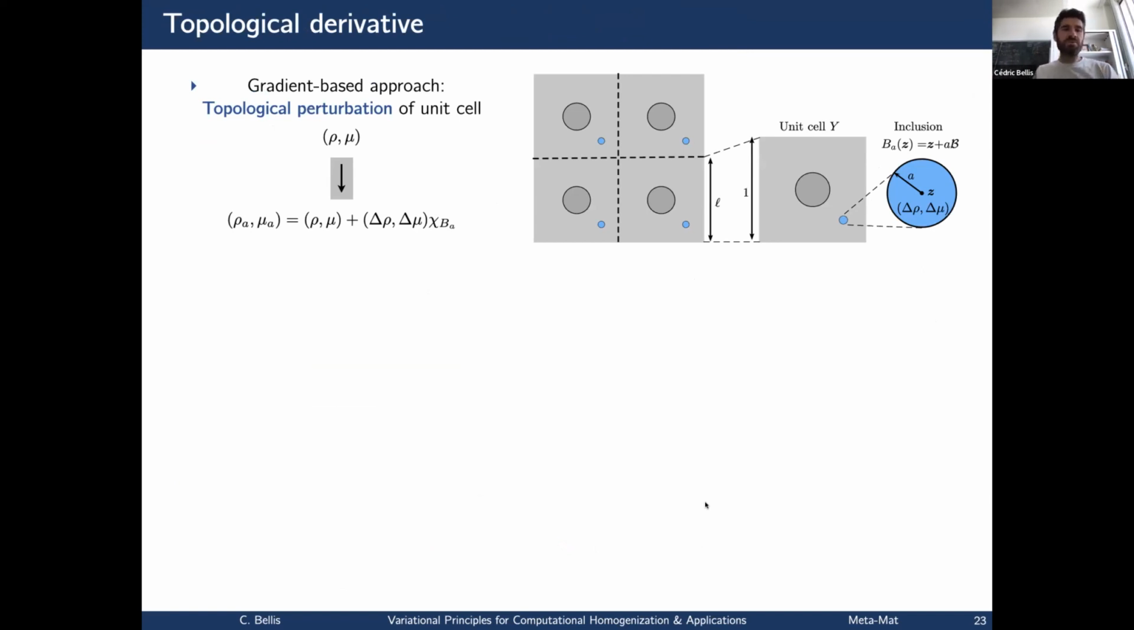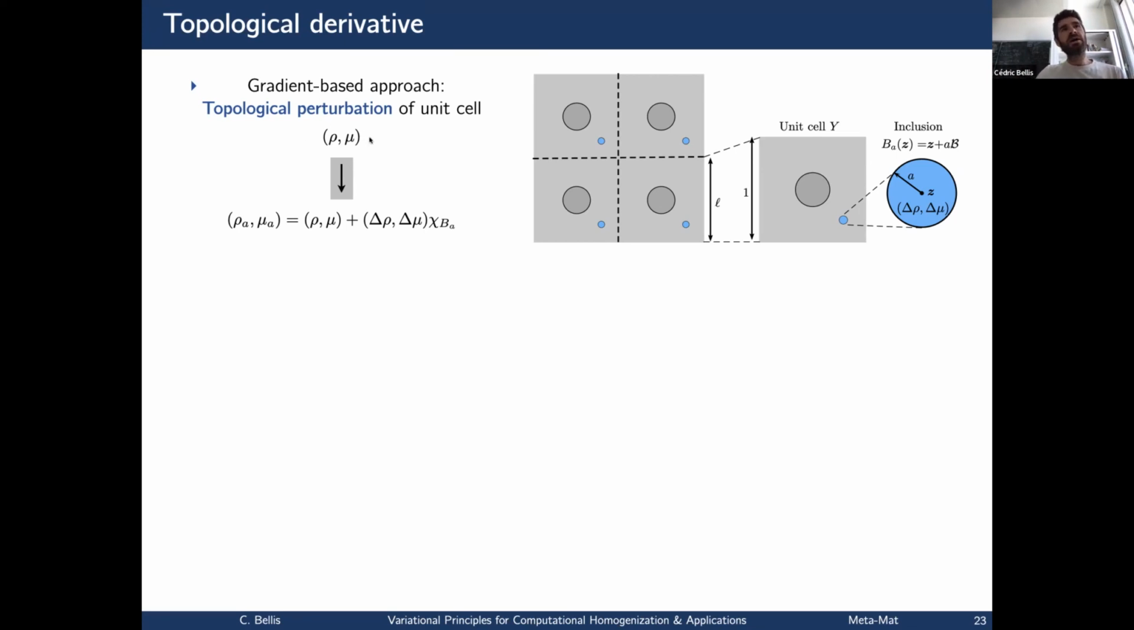So the last ingredient to be used here is to evaluate how a change in the microstructure affects the chosen cost functional. So what we want to do is to try to modify, to iterate on the unit cell, on the microstructure, by doing some small perturbation and to see whether that increases or decreases the cost functional considered. So to do that, basically, we will try to compute the gradient of the cost functional with respect to a topological perturbation of the unit cell.